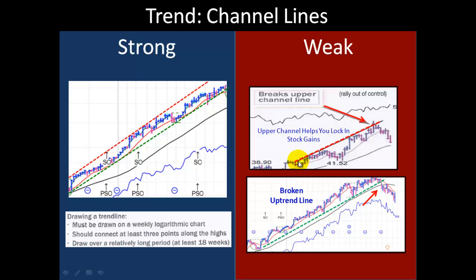Here we have the break of an upper channel line. You see the line? Price breaks above it, and then price begins to collapse. Often when price moves above a long-term channel trend line, it's an indication that exuberance or excitement about the stock or the rally is out of control and gone too far to an extreme. Here we have a broken uptrend line where the stock has been finding support along this line over a good period of time, and then it breaks it. That's a definitive sign of weakness.